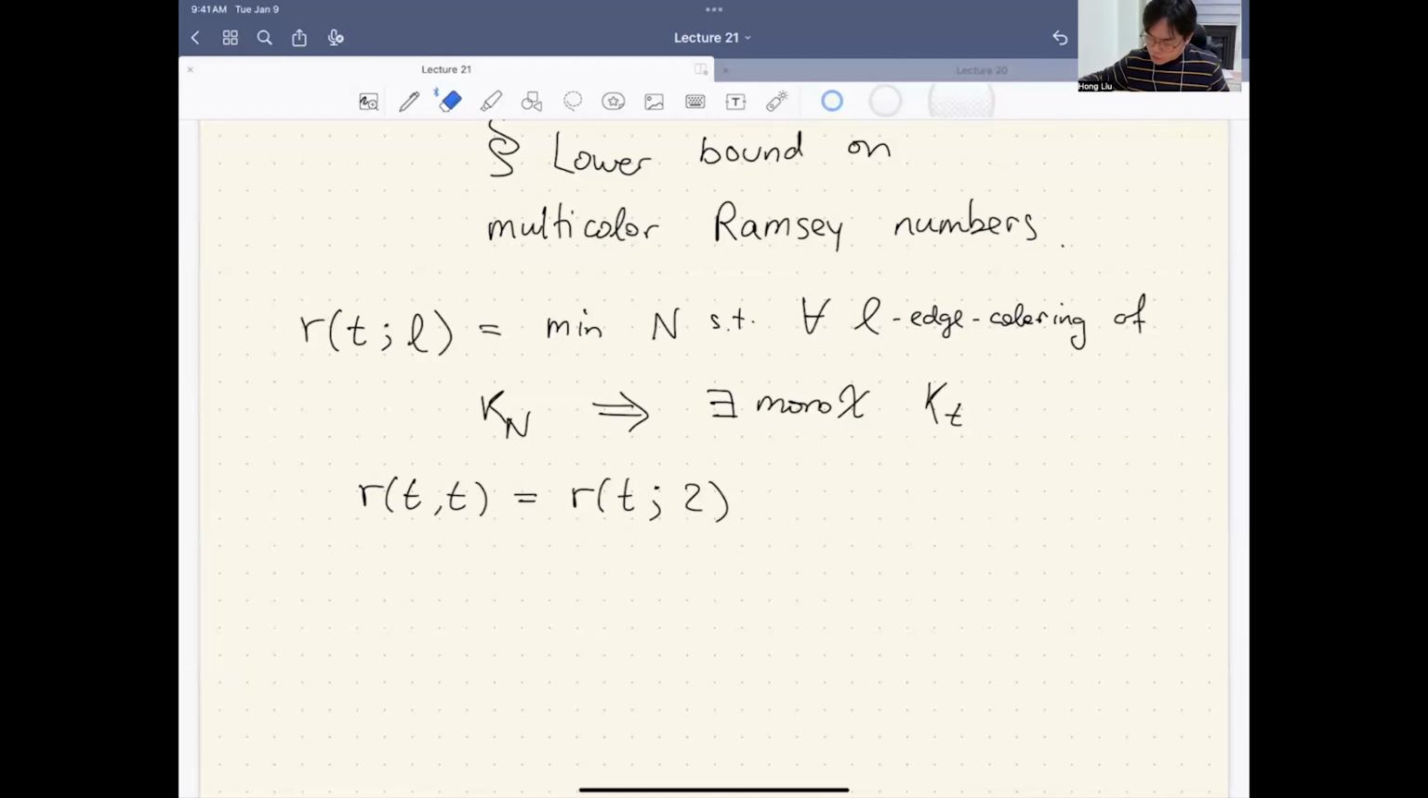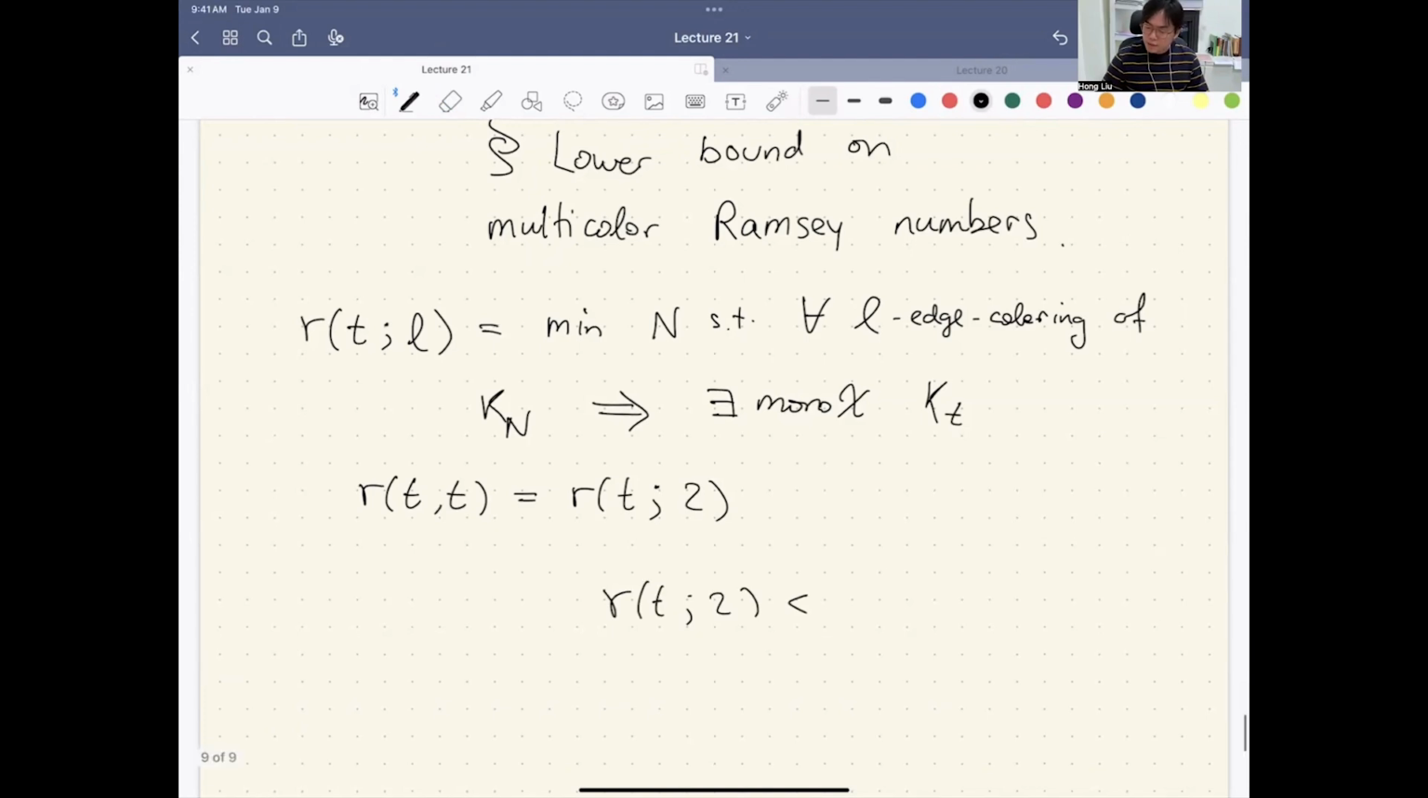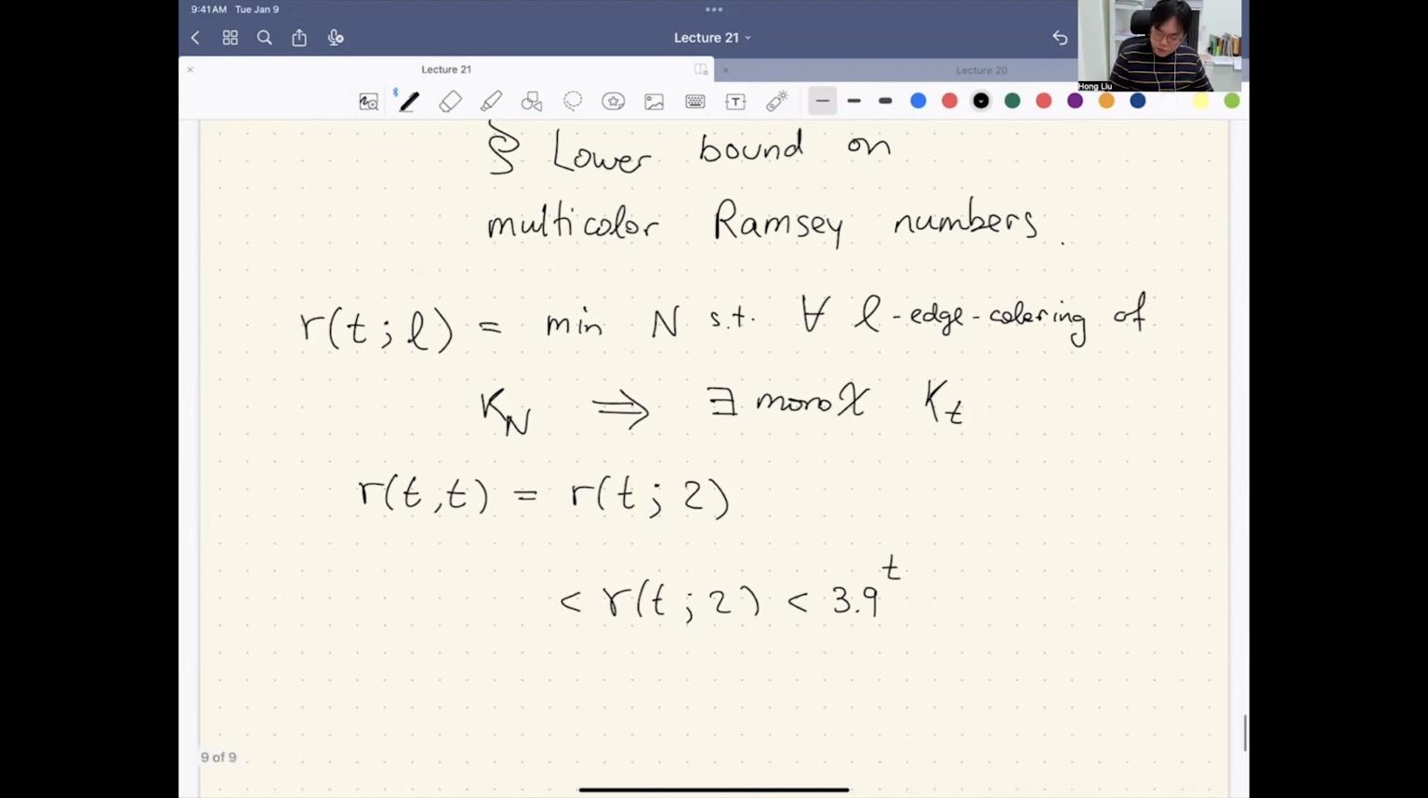For the two-color Ramsey number, we know now R_t^2, a recent breakthrough says, is less than 3.9 to the t. And it is bigger than basically square root 2 to the t, 2 to the t over 2, square root 2 to the t.